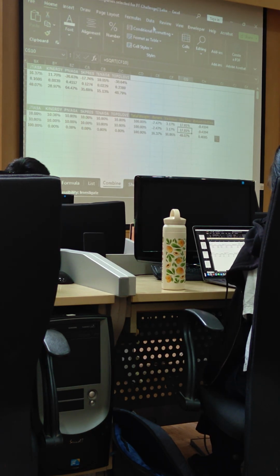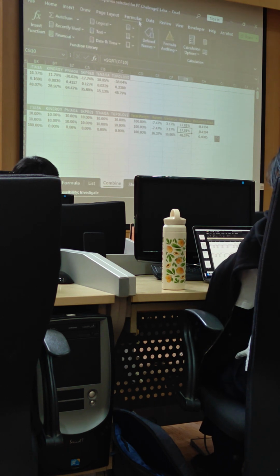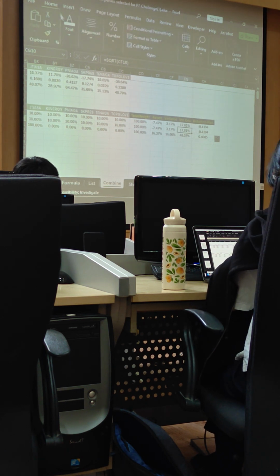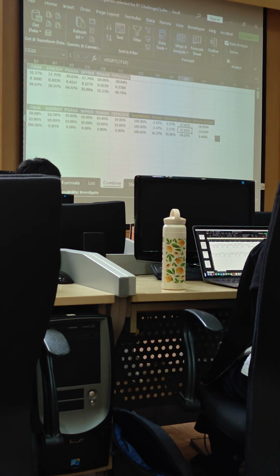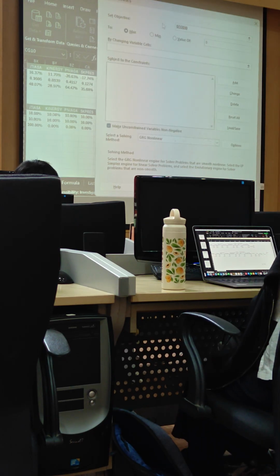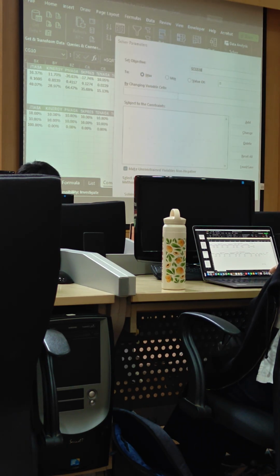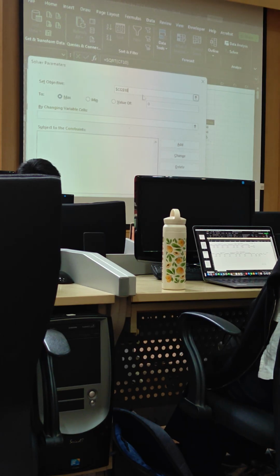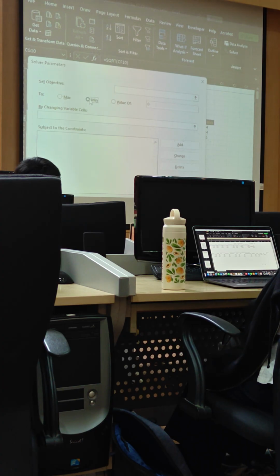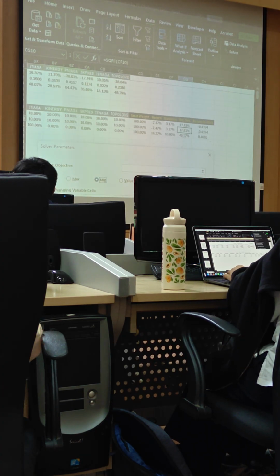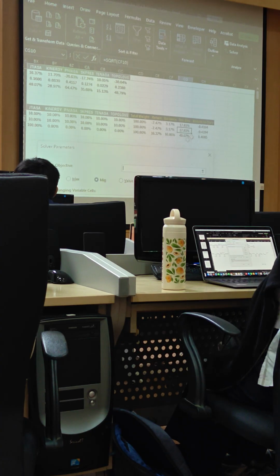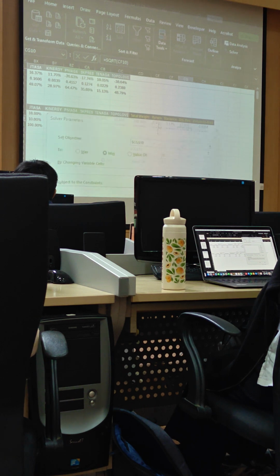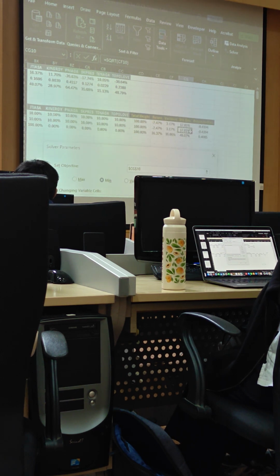For that, you need to use Solver. Solver dekat Data. Solver. So Solver, set objective. Soalan dia is what is the objective? You want to do what? You want to minimize. Betul? What do you want to minimize? You want to minimize the standard deviation. Dekat mana? Portfolio number 2. So dekat sini, standard deviation. Okay. So minimize standard deviation.